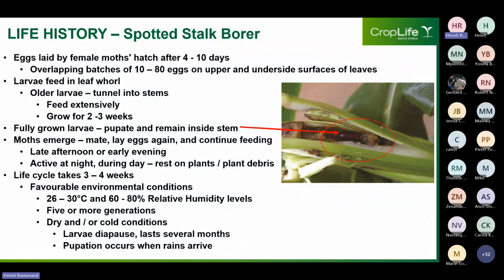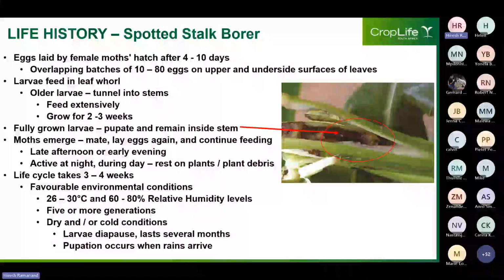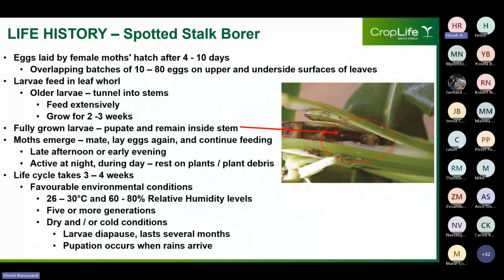The first peak occurs during September to October, and the second from February until the beginning of May. Eggs are laid by female moths in overlapping batches of 10 to 80 eggs on the upper and underside surfaces of leaves that hatch after 4 to 10 days. Larvae begin feeding in the leaf wall. The older larvae then tunnel into stems where they feed extensively and grow for 2 to 3 weeks. When larvae are fully grown, they pupate and remain inside the stem, as pointed out on your screens.